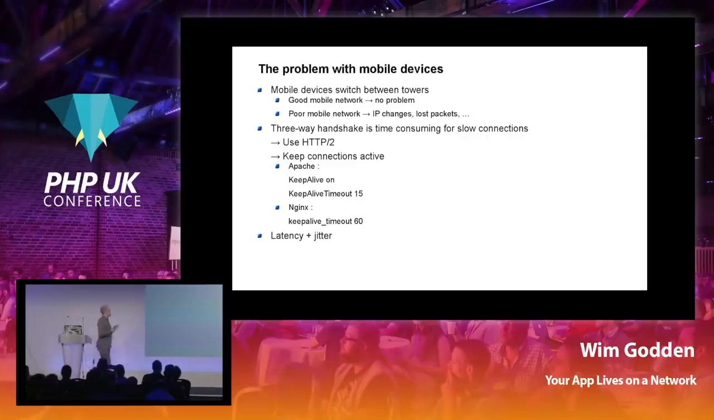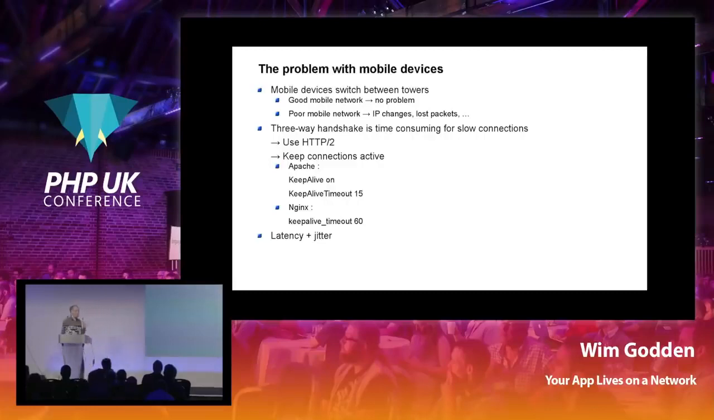Quickly want to talk about something about mobile devices. So mobile devices switch between networks, switch between towers. If you have a good mobile network, that's not really a problem. If you have a poor mobile network, it can be a problem. Your IP address might change. You might have connections that drop and so on.